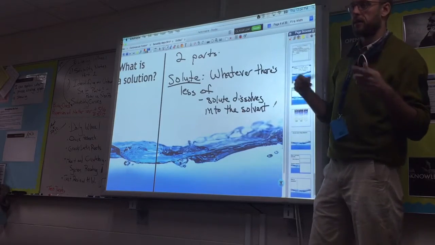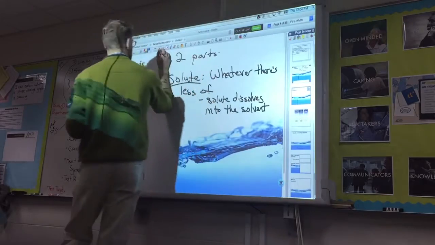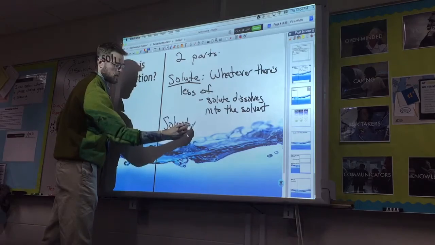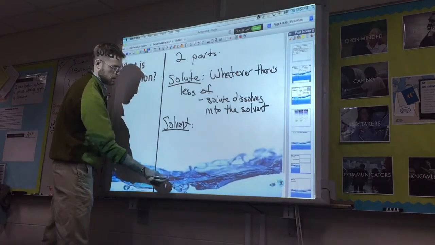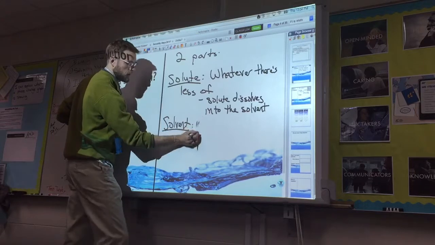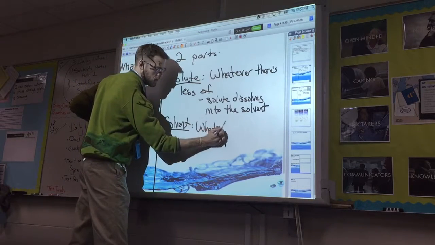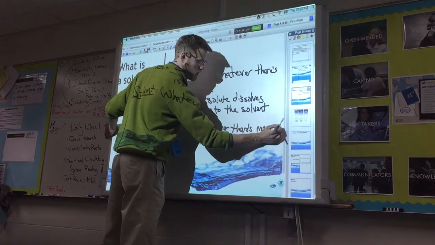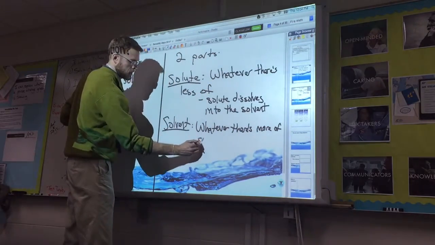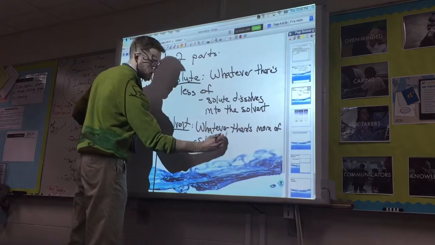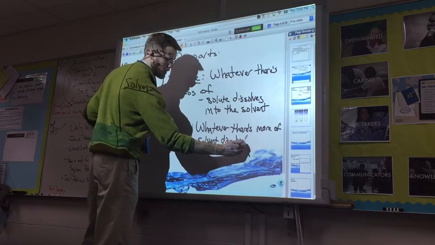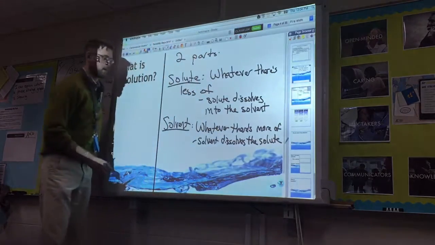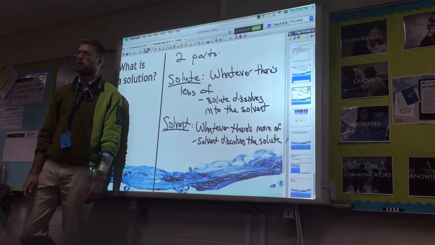The flip side of that, the other part that we'll need, is something called the solvent, which I already mentioned. The solvent is whatever we have more of. And I would say the solvent dissolves the solute. The word solute is like dissolve into the word solvent.